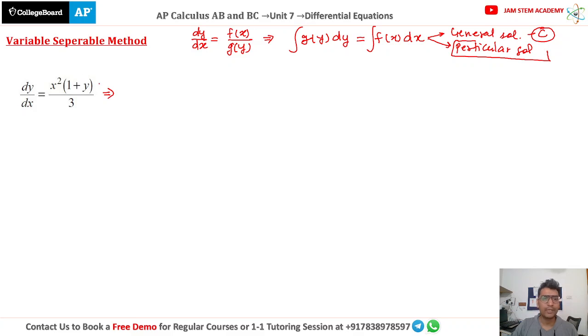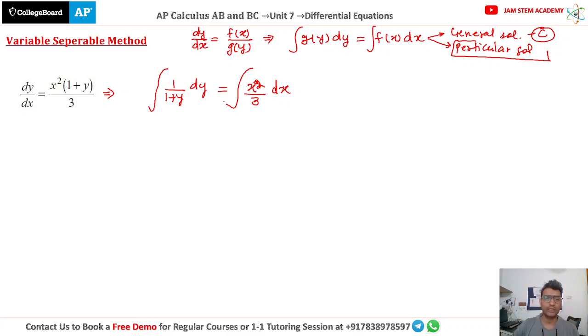If I take this 1 plus y on the left side, I will get 1 over (1 plus y) dy equals x squared over 3 dx, right? By simple cross multiplication, we separated the variables. Now, we can use the variable separable method, and integrating the function gives me the answer.